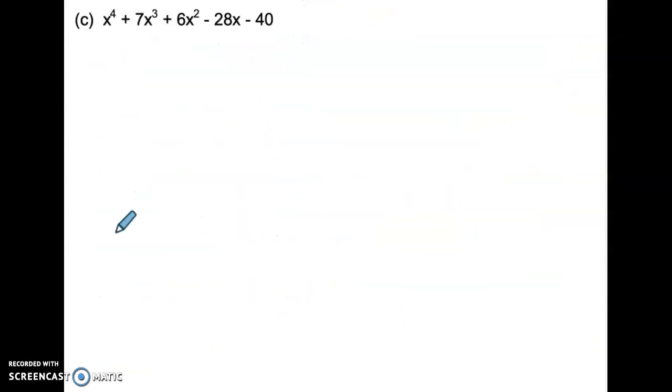So let's try this last example. This time it is a quartic, so a degree 4 function. Okay, and I'm definitely not going to write out all the possible factors of 40. We're just going to start trying some numbers. Okay, so I'm going to let f of x equal this quartic.